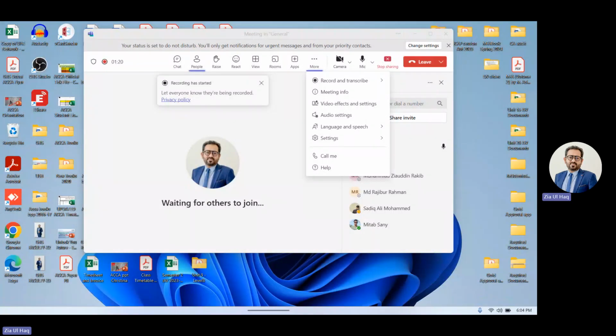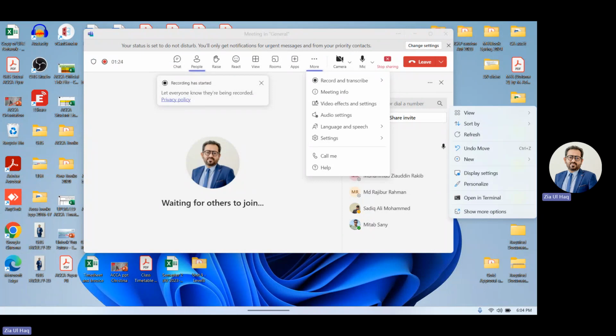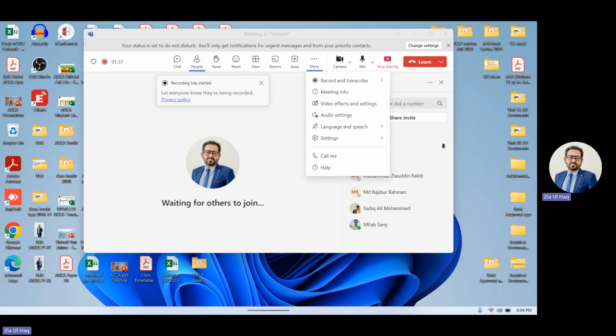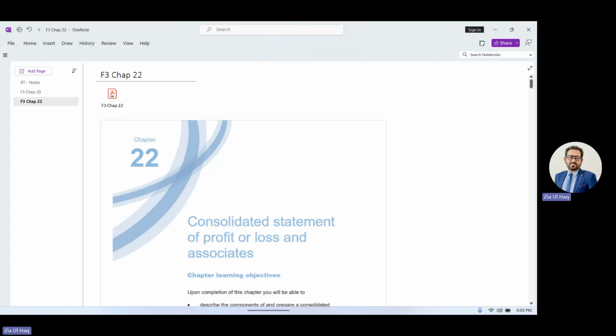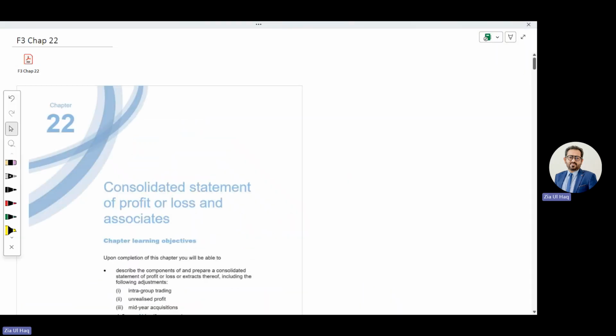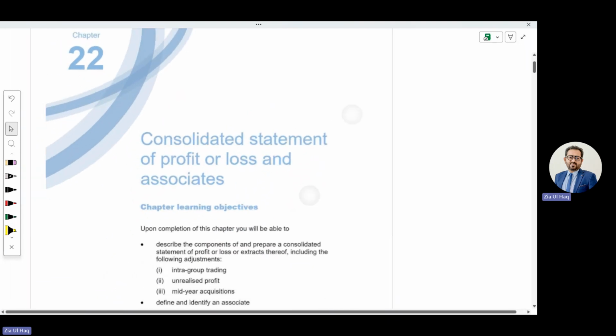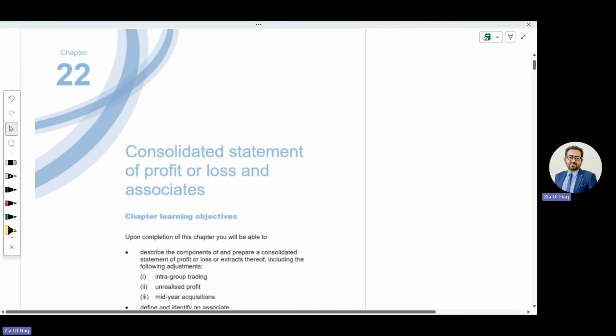Okay, financial accounting. We have covered till chapter 19 and chapter 21. So there are two chapters left, chapter 22 and chapter 20. Chapter 21 and chapter 22 both relate to consolidation, and we have covered chapter 21, the consolidated statement of financial position. So let's discuss the consolidated statement of profit and loss account.